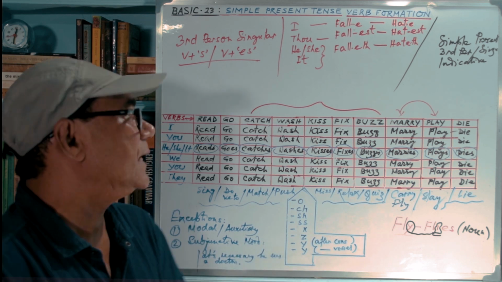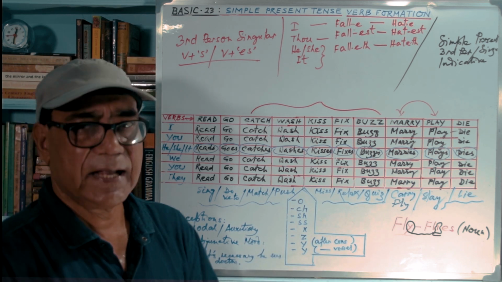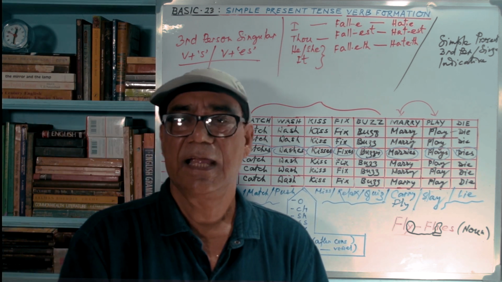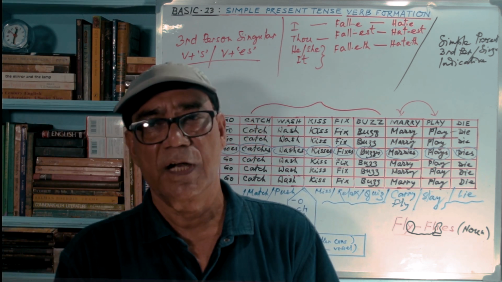Whenever you have ch, sh, ss, x, or say single z or double z, add es at the end of the verb, third person singular number.